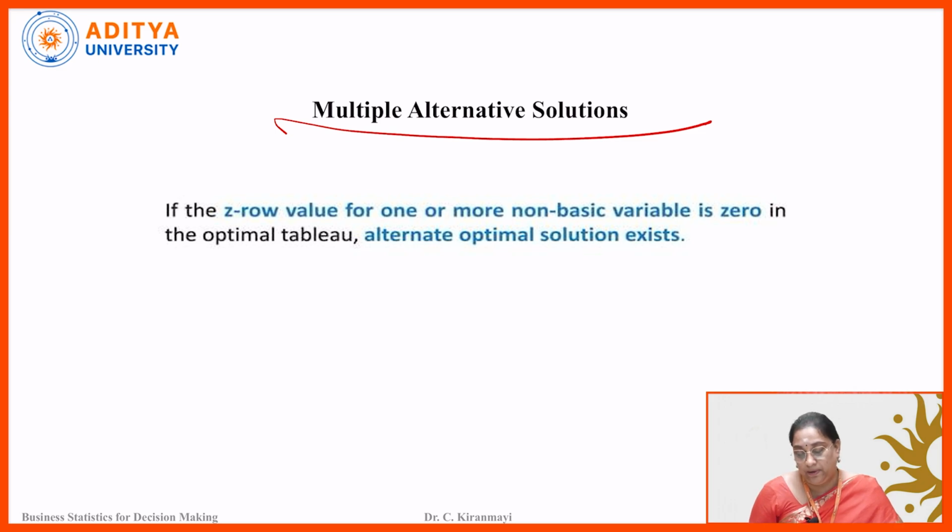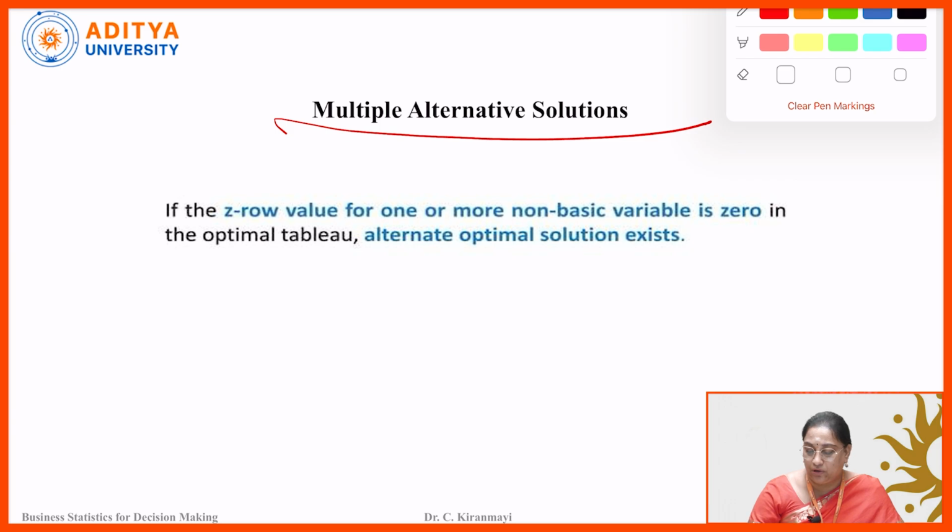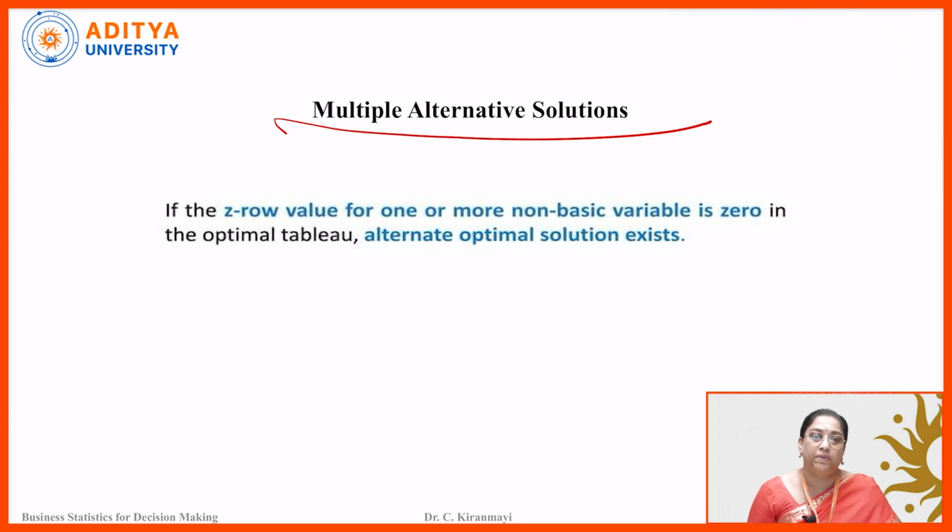Another special case is called multiple alternative solutions. What do we mean by multiple alternative solutions? A Simplex problem or an LPP may not have a single solution; a linear programming problem may have multiple alternative solutions, and such a problem is said to have multiple alternative solutions.